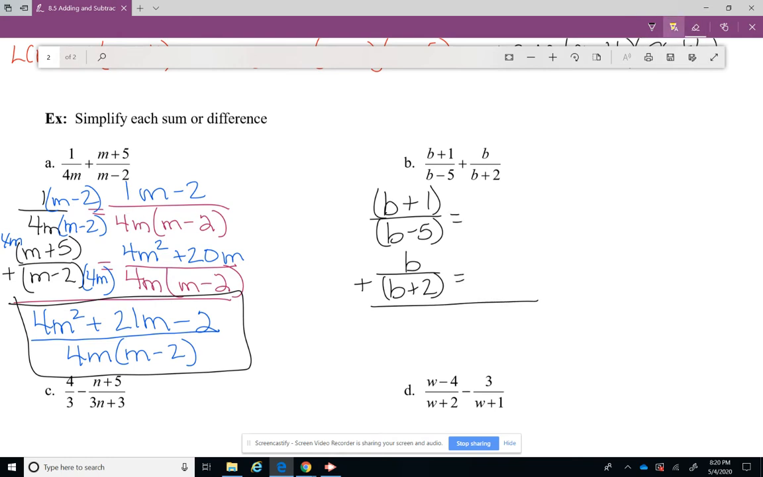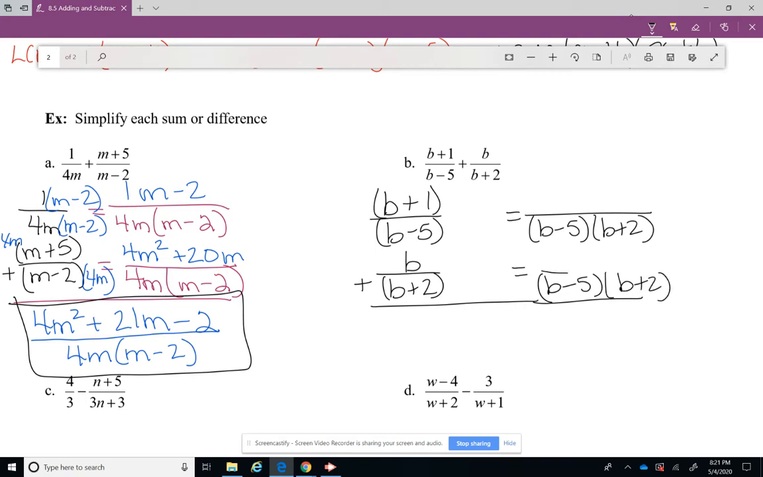All right, I'm going to have a little bit of room here to give us so we know what we're multiplying. Okay, now our least common denominator is going to be b minus 5 times b plus 2. All right, so we're going to put those in the denominator. b minus 5 times b plus 2. All right, our next step is, what do I have to multiply this b minus 5 by to get b minus 5, b plus 2? So obviously b plus 2, right? So whatever you multiply the denominator by, you have to multiply the numerator by.